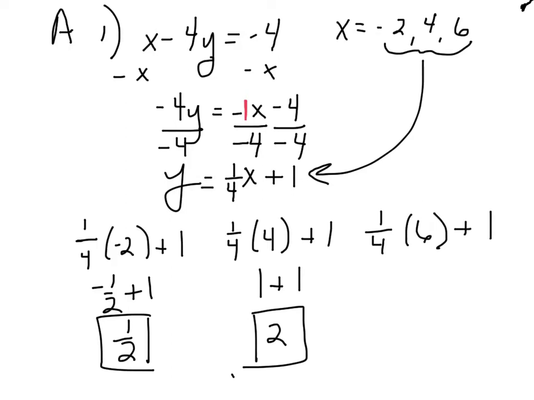6 divided by 4, you can do that, or you can take 6 times 1 divided by 4, that would be 6/4. 6/4 simplifies into 3 halves plus 1. If you wanted to make this 1.5 or 1.5 plus 1, that's fine. 1.5 plus 1 would be 2.5, or you could leave it as 5 halves.